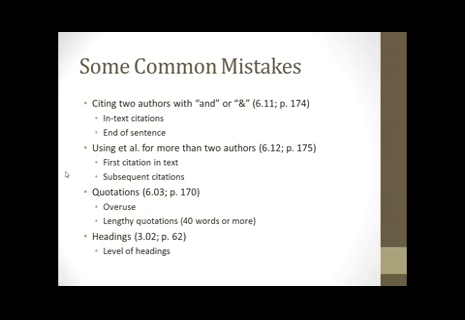For the students on the line, do you understand the difference between using "and" and the ampersand when there's two authors being cited? I will take silence again that everybody understands. I'm just going to keep talking about some of the different things.